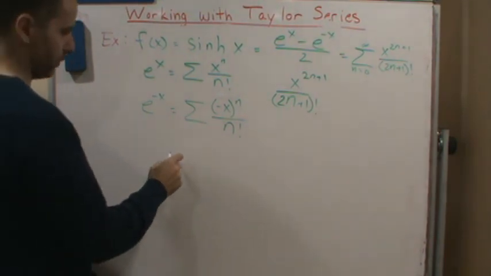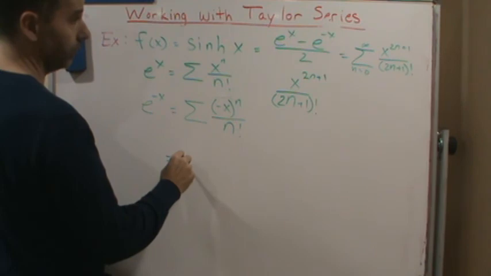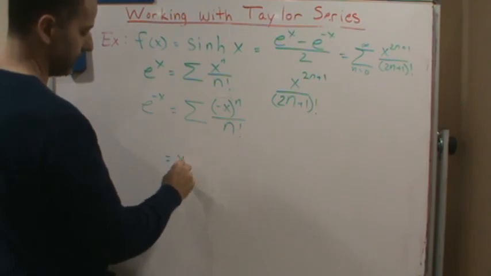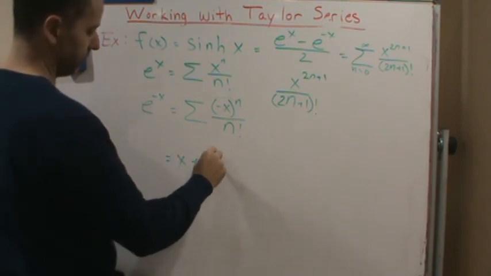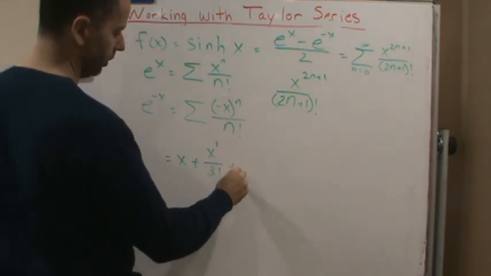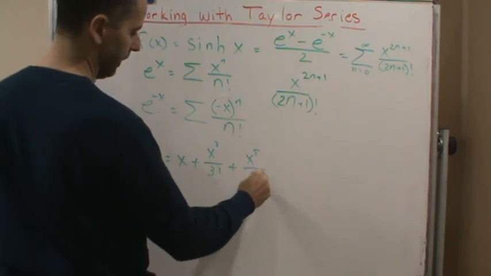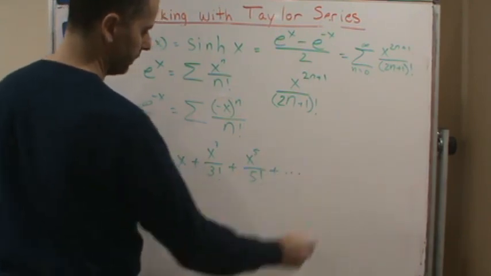And so the odd terms turn out to be what? It's going to be x plus x cubed over 3 factorial plus x to the 5th over 5 factorial plus, and so on.